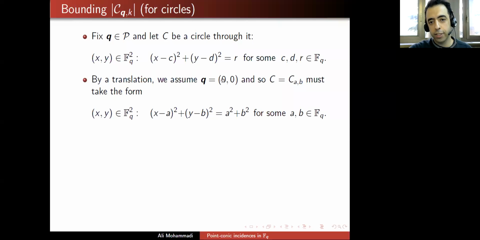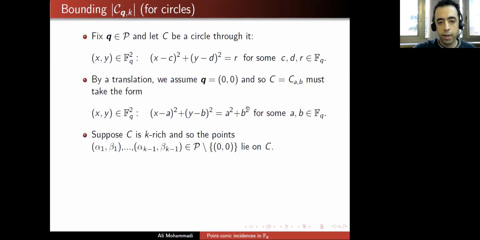Now, assuming that Q is (0, 0), the origin, note that the circle must take this form. Why? Because 0 must satisfy this curve. So if you put 0 in here, you get a squared plus b squared equals this thing, right? The key here is that you turned your 3-parameter curve into a 2-parameter curve. This really is the main observation, that now you can appeal to linear theorems.